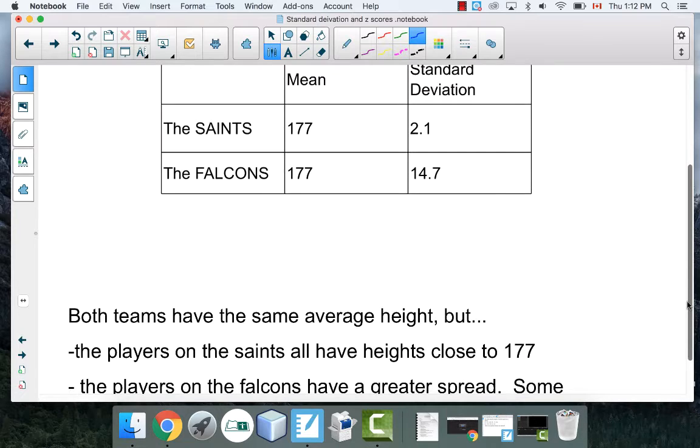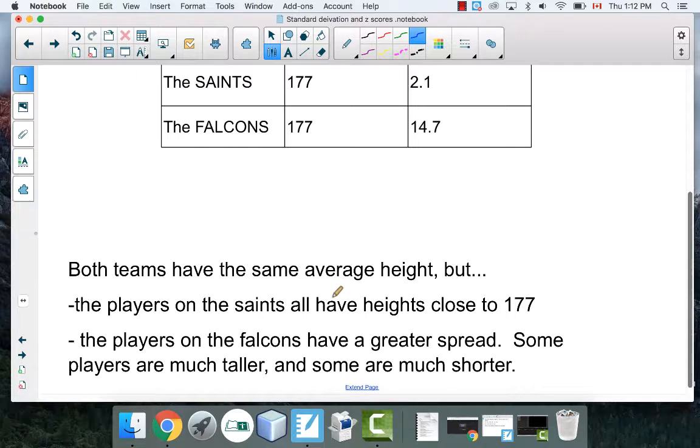So what does it actually mean? It means that the players on the Saints all have heights that are really close to 177. Basically, if you add and subtract 2.1, their range is probably around 175 to about 179. That's a pretty narrow group, so they're all around the same height. The Falcons, though, have a lot greater spread. Their standard deviation is 14.7, which means you definitely have some taller people on the team, but you also probably have some shorter people as well. So if you add and subtract this number from the 177, they're spread out a lot more. So that's what this number tells me.